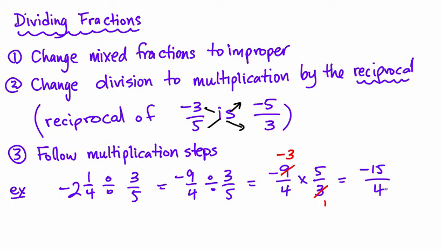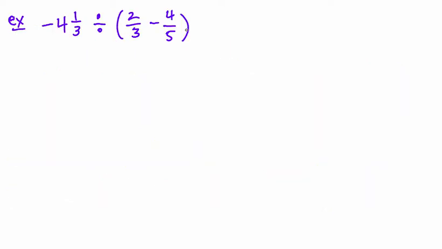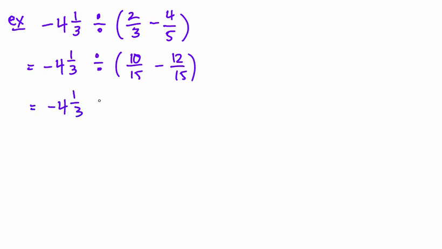2 more examples of this, where I step up the level just a little bit. Negative 4 and 1/3 divided by 2/3 minus 4/5. So we actually have some BEDMAS to do here. So I have to do inside those brackets first. So I get negative 4 and 1/3 divided by, I need to come up with the common denominator to add and subtract fractions. So this one times by 5 and this one times by 3. And that's negative 4 and 1/3 gets divided by 10 take away 12. The negatives win by 2.